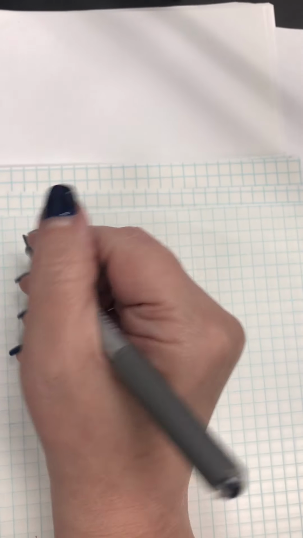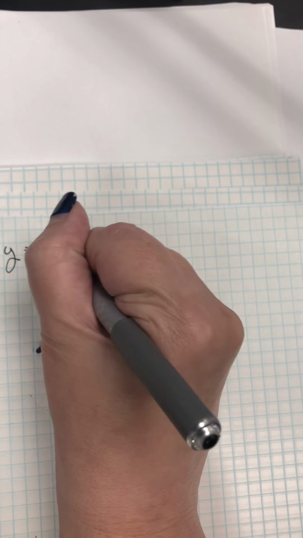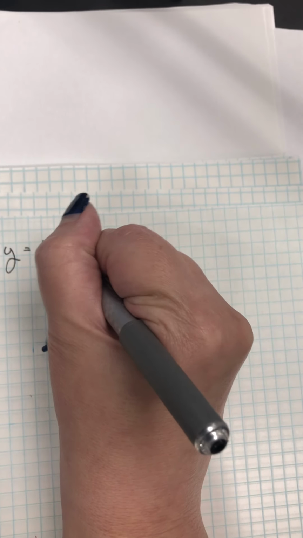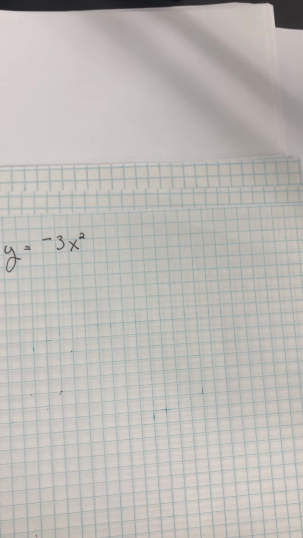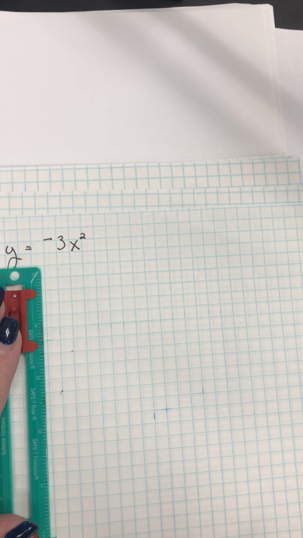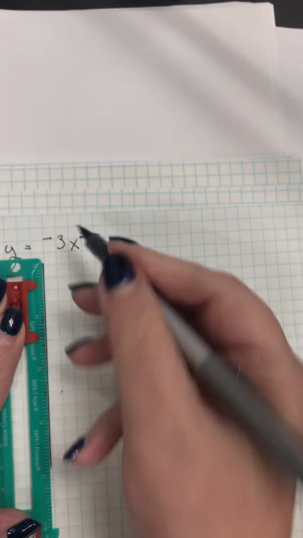Let's do one more of the quadratics. We want to do one where it actually flips and maybe changes the shape a little bit. So we're going to try y equals -3x squared. Now this is going to be a larger parabola because I have just made it 3 times larger.